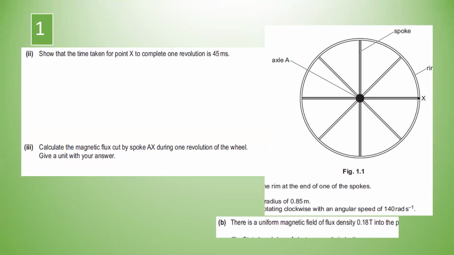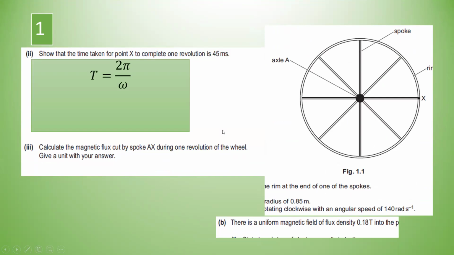Show that the time taken for point X to complete one revolution is 45 milliseconds. Go to your omega. T equals 2 pi over omega. Put in your omega and get your answer. Calculate the magnetic flux swept by the spoke AX during one revolution of the wheel. Give a unit for your answer.